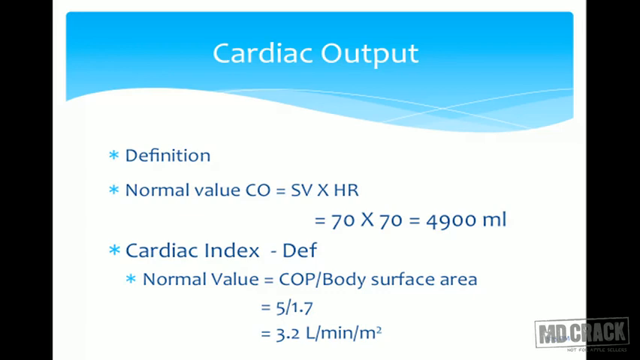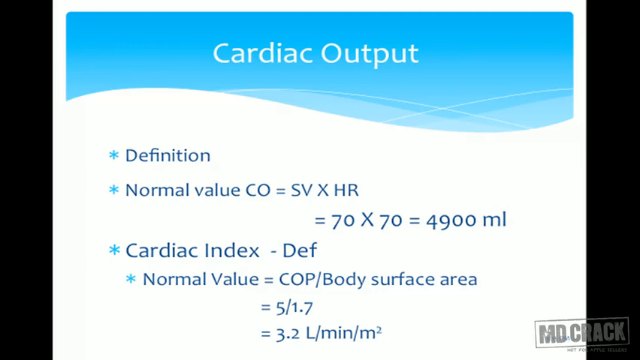The cardiac output will be a multiplication of stroke volume into heart rate. What do you mean by stroke volume? The amount of blood ejected by the ventricle per stroke, that is stroke volume. Now, normal stroke volume is about 70 ml, and if we take the heart rate as 72 per minute, then the cardiac output will be around 5 liters per minute. So that's how the cardiac output is calculated.